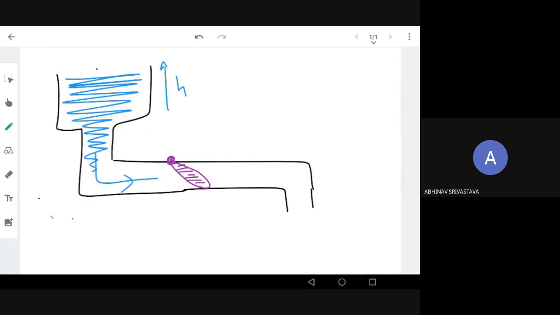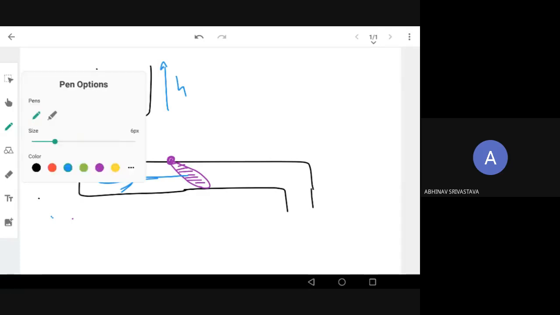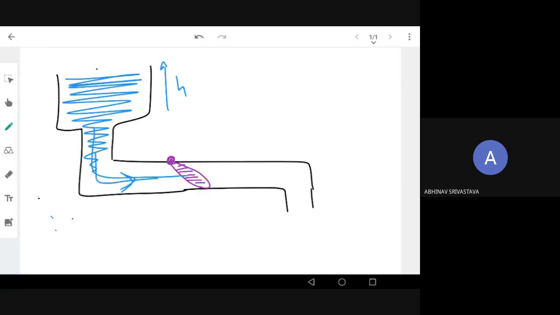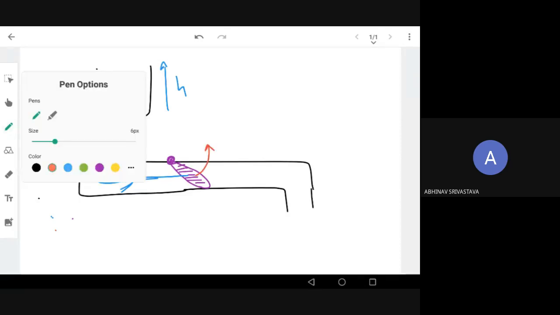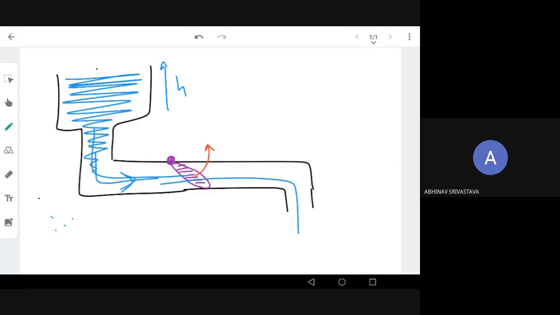The water will be coming and pushing the diode. So the diode will be forced to move in the anti-clockwise direction. Now it will be moving, opening the way for water to flow in the pipe. So water will be flowing then to the output circuit, right? So this is a unidirectional valve.